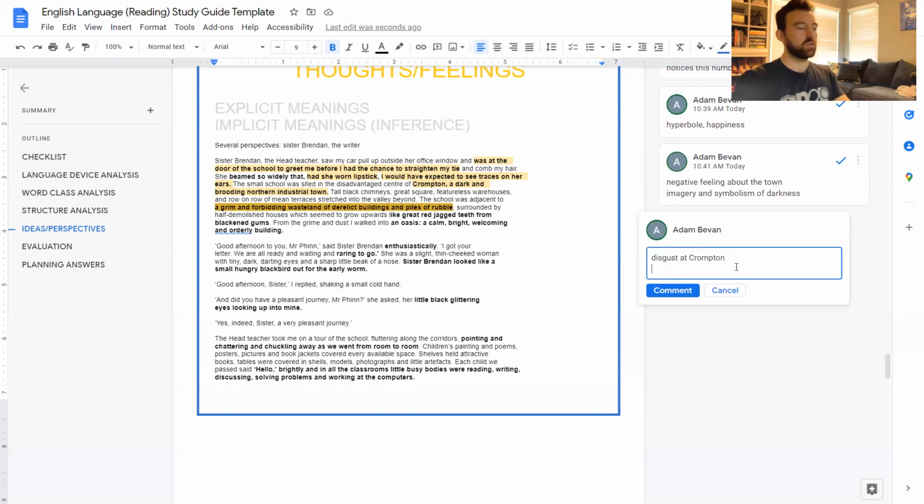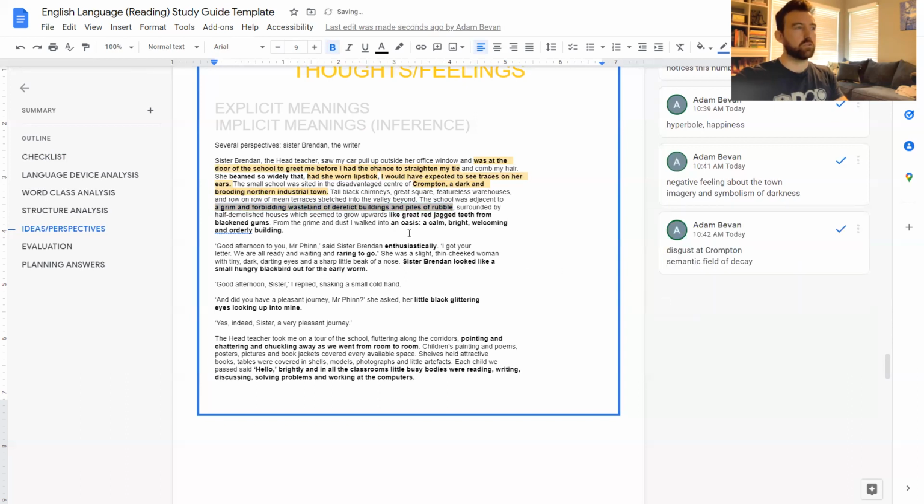Now, all of those words create what's called a semantic field of decay, really. Grim, forbidding, wasteland, derelict, rubble, piles. That's called a semantic field when lots of words all link to the same general idea. So the semantic field of decay shows the disgust at Crompton. And then there's more as well. There's this imagery, this simile of the town being even more disgusting. I'm going to skip that because I think you get the idea.